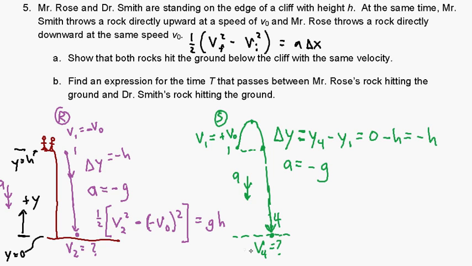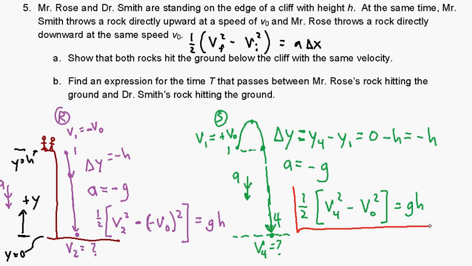Now, applying this equation to the Dr. Smith rock, we get 1/2 times v final, which I'm going to say is v4 squared, minus my initial velocity, which was positive v naught, so v naught squared, equals the acceleration, which is negative g, times delta y, which in this case is negative h. So that equals g times h.